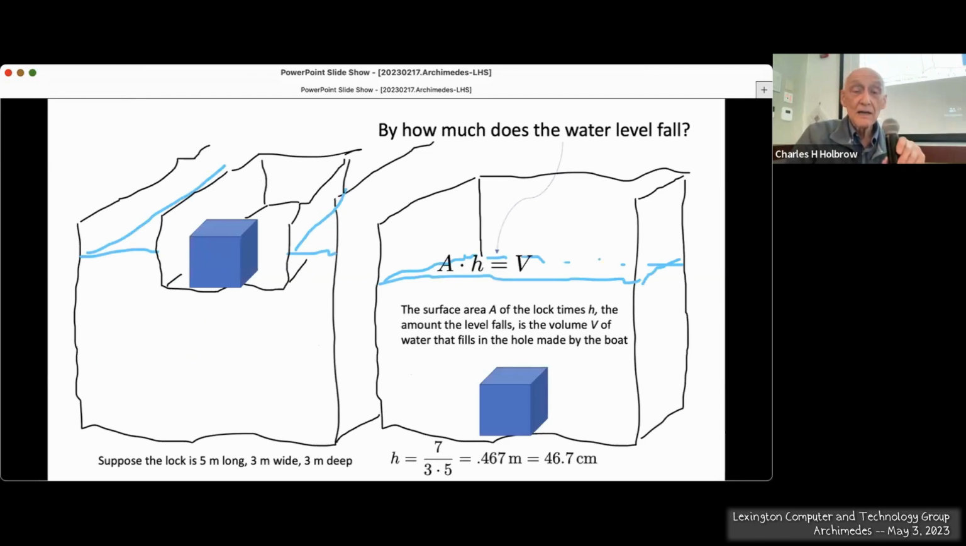And here's my calculation to show you how much the water level will drop. I said, suppose the lock is 5 meters long, 3 meters wide, 3 meters deep. It's an easy conception that the volume of water that you displaced was the height that it rose times the area of the surface. And now, when you let the 7 cubic meters go away, the water level of my model goes down by about half a meter. So that's kind of the game.